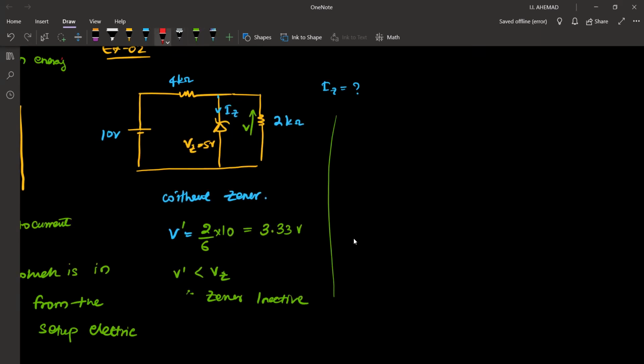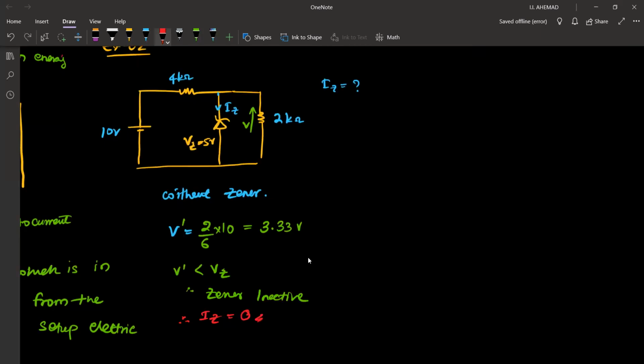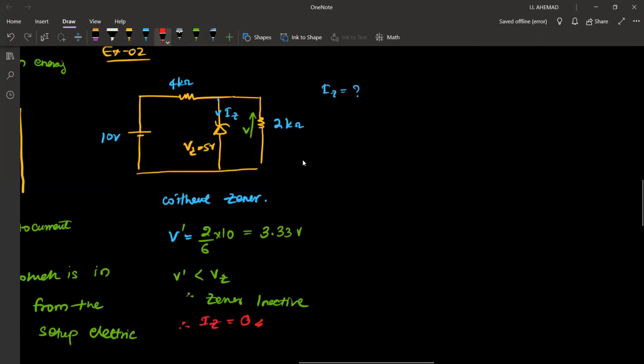So here the Zener is inactive. Then straight away IZ is equal to 0. Got this answer.